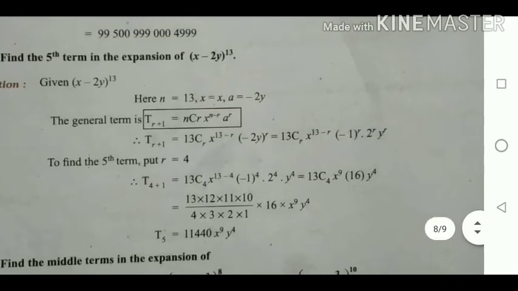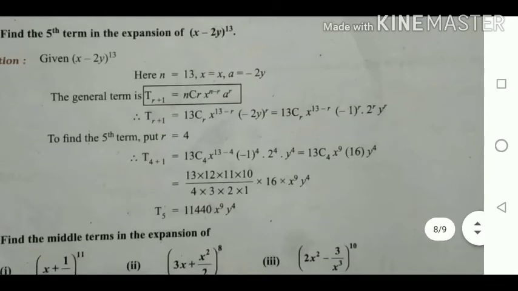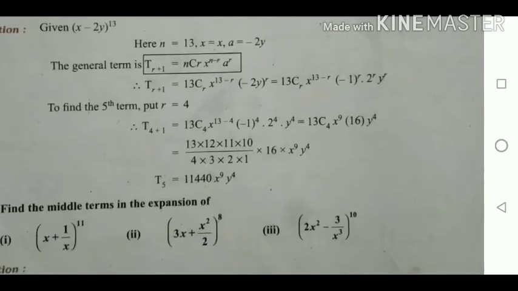So that is 13Cr, here n equal to 13, so I am writing 13Cr x power 13 minus r into minus 2y power r. Here the value of r equal to 4, therefore 13C4 x power 13 minus 4 into minus 2y power 4. Here minus 2y whole power 4 they are splitting into minus 1 into 2 into y. Therefore minus 1 power 4, 2 power 4, y power 4. You may write it like this also, minus 2 power 4 into y power 4. Both, you are getting the same answer.